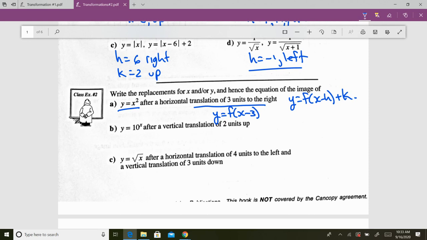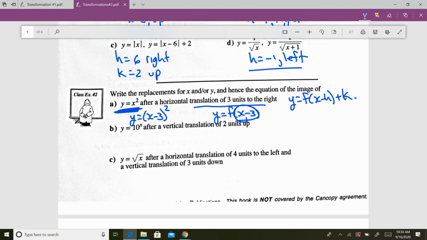And then we don't want it written like this. We actually know what the function is, so we want it in terms of x squared. So anything in brackets goes where? In for x. So this function then becomes x minus 3 all squared like that. Don't expand it, just leave it like that.